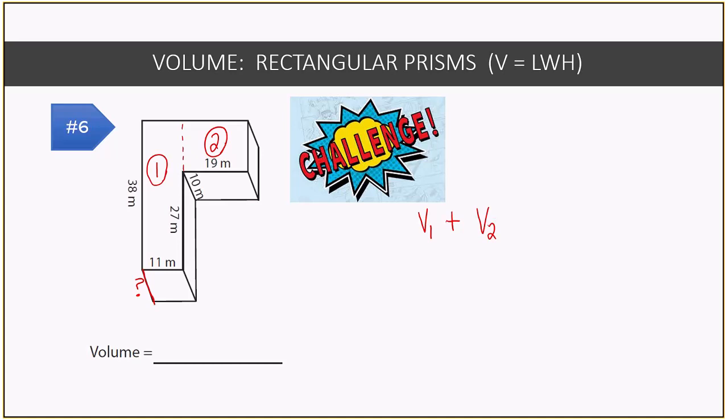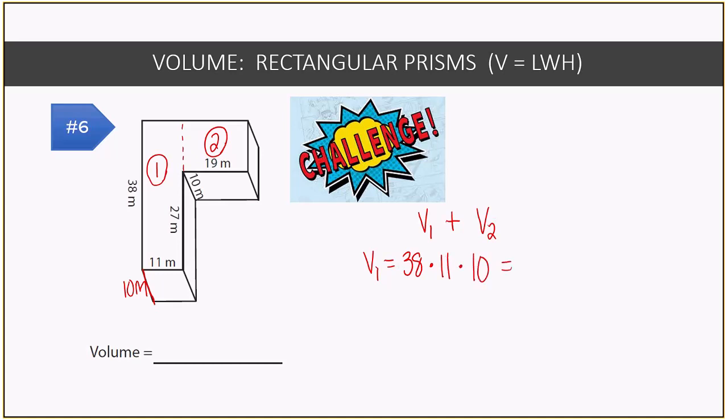So what is it? Well, it's not labeled here. In a figure, an example like this, they're always going to give you enough information. They might not write it everywhere. So now we have to look around this shape and try to decide how tall this shape is. And you can see here that it has this inner corner height labeled as 10, which means it's also a 10 here. So now I'm going to relabel that 10 meters. So the volume of figure 1 is 38 times 11 times 10.